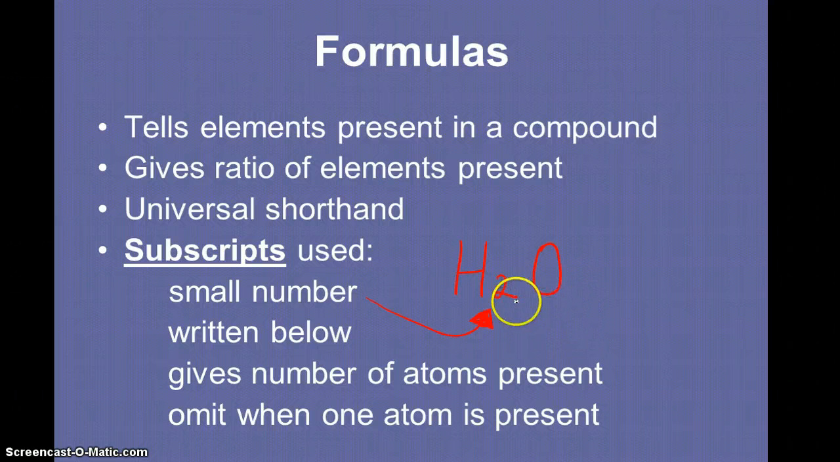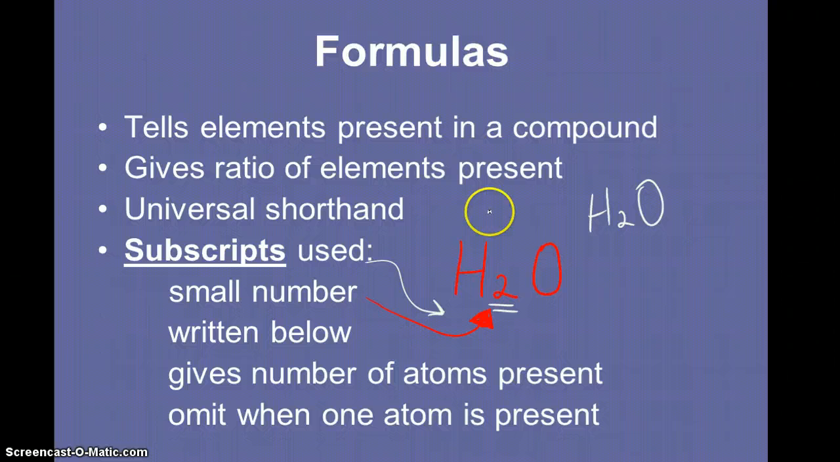We never put a 1 here. So these here are called subscripts. Subscripts are just a small number. It's always written below. You're not going to see it like this, okay? You always want to write it small, just like I have it there in the red. It gives the number of atoms present. Again, this is telling you there's 2 hydrogen and 1 oxygen, but we omit the 1 when there's only 1 atom. When you see no number there, you automatically know that is only 1 atom present, okay? So again, H2O, we have 2 hydrogen, 1 oxygen.